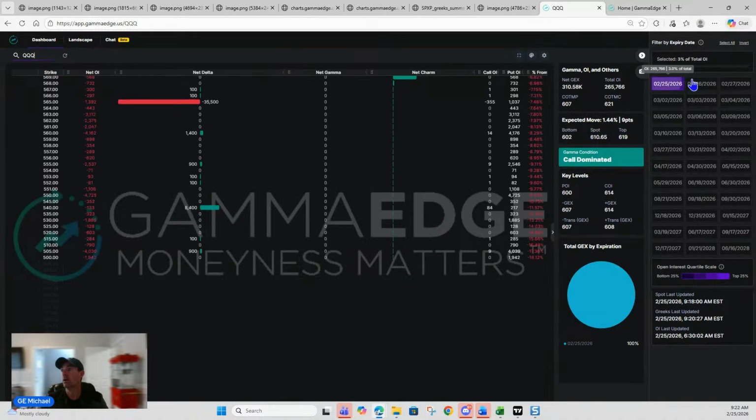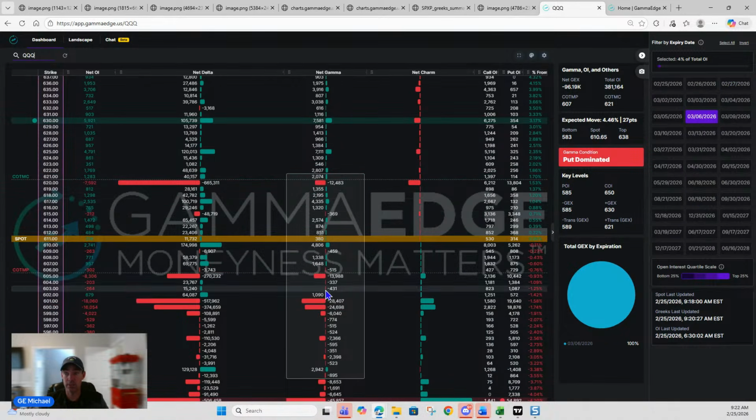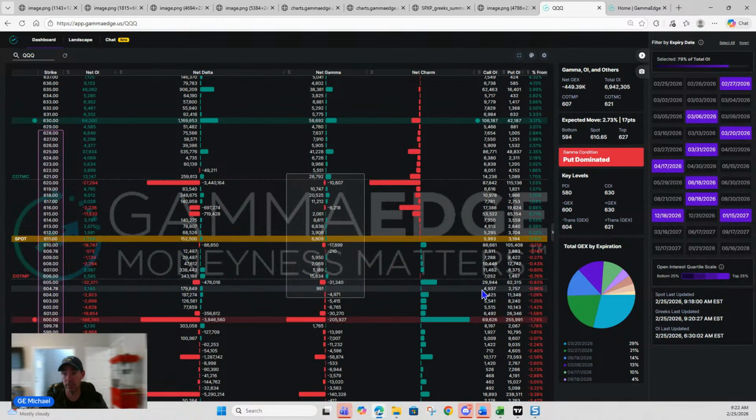QQQs. Let's go this Friday. Call dominated. You're within transition. Looks pretty choppy. In the money puts overhead. 616, 621 overhead. Probably going to be difficult. 605 on a pullback. Next Friday's expiry. Put dominated still. You see this mess though. Puts here, and then surrounded by a little bit of call speculation. Put dominated on the extended expiry. You're within transition. Choppy. 620 to the upside and 600 to the downside on that.